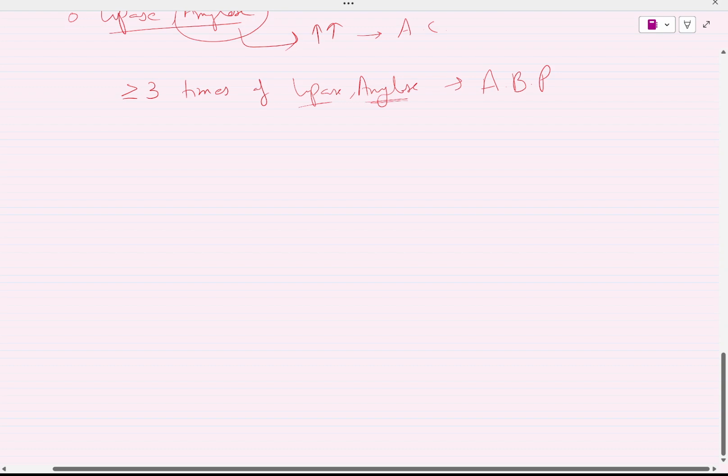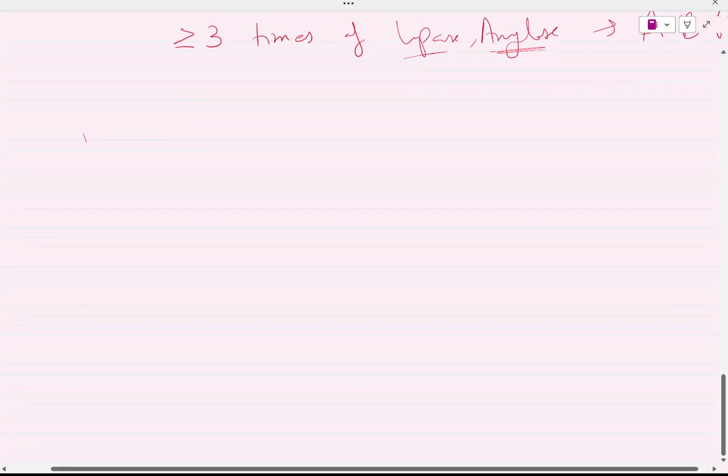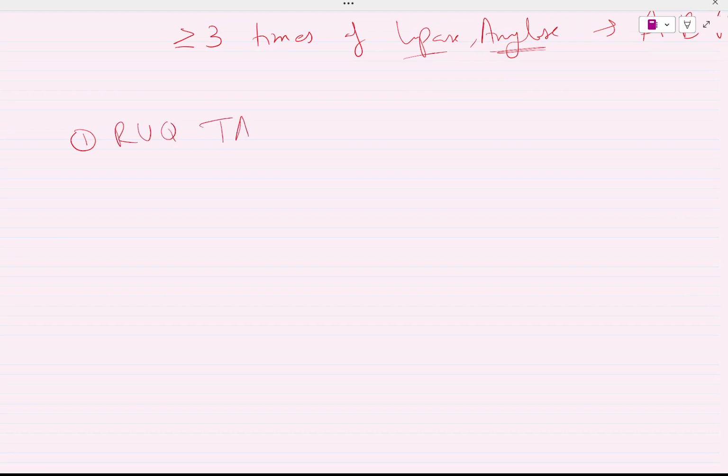Next thing is we are going to perform imaging. The first imaging we are going to perform is right upper quadrant transabdominal ultrasound. What will we find? We will find gallbladder wall thickening in acute cholecystitis.